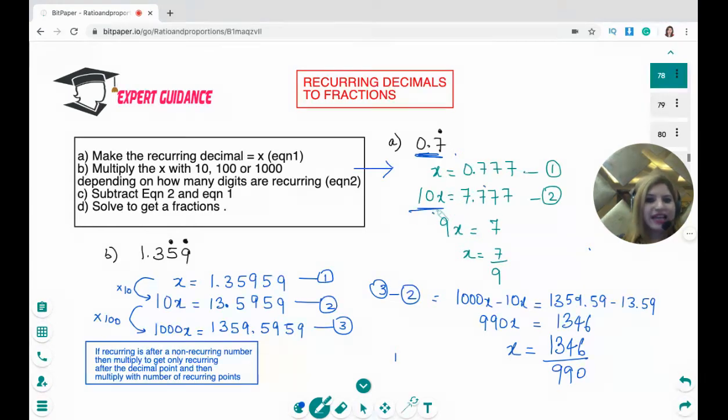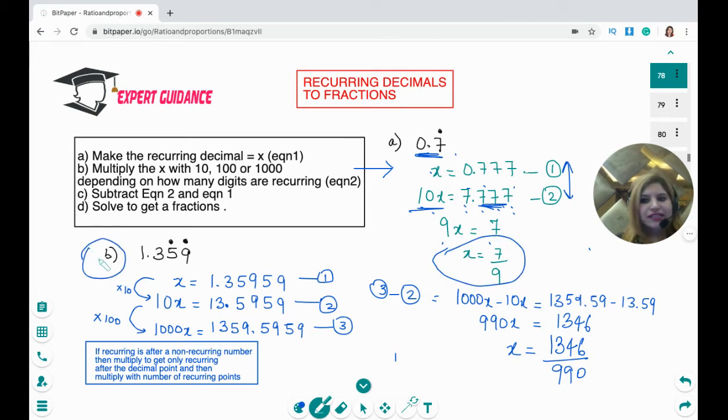So I got 10x equals 7.77. Now if I take away the two equations, then my recurring will get subtracted. So 10x take away x is 9x, 7.77 take away 0.77 is 7, so the answer will be 7/9.